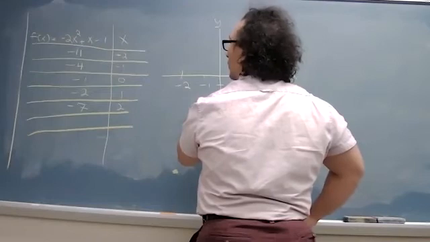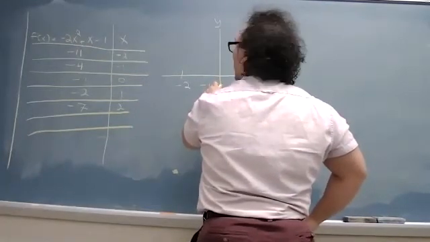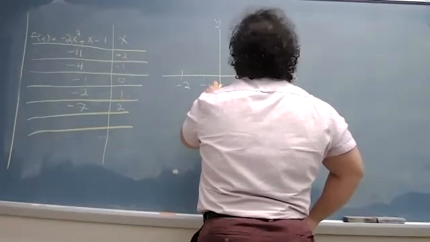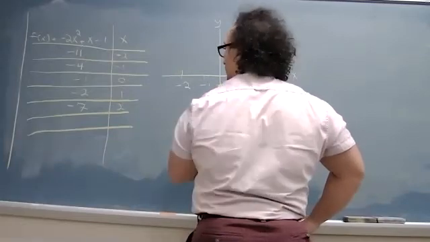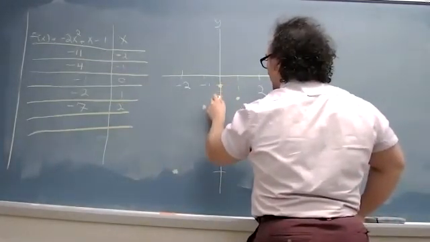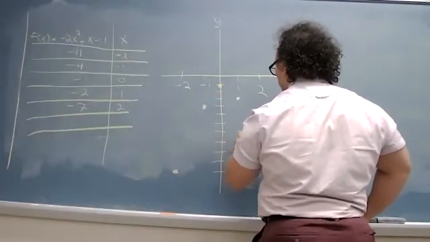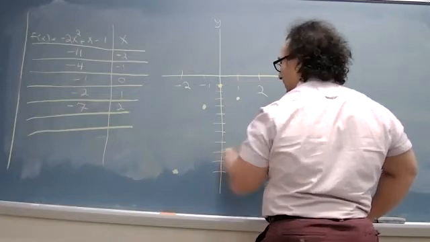I go to 0, I find -1, I put a dot. I go to 1, I find -2, I put a dot. And then I go to +2, and I find -7. 1, 2, 3, 4, 5, 6, 7 right here. And I put a dot. Now, what happens when we connect the dots?